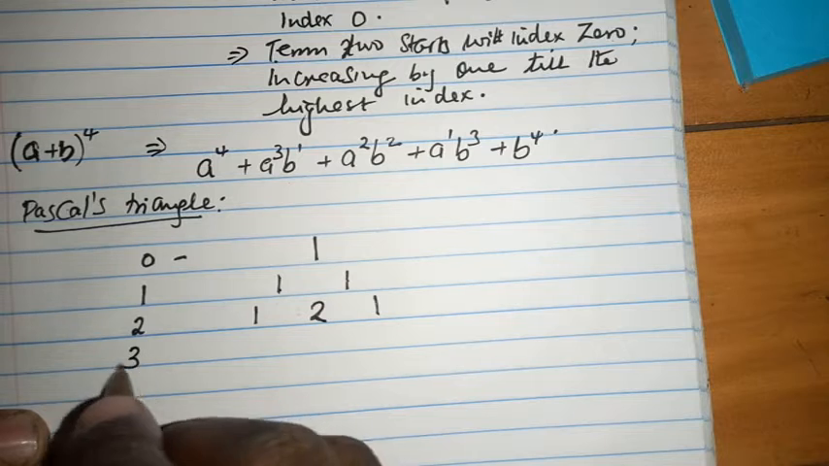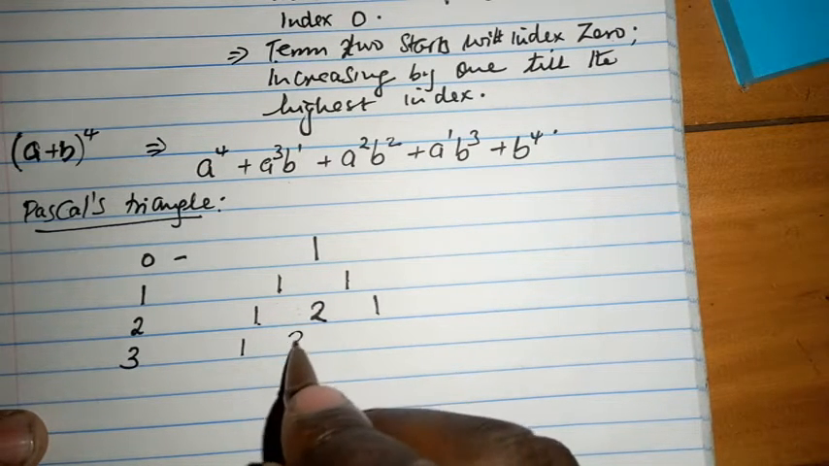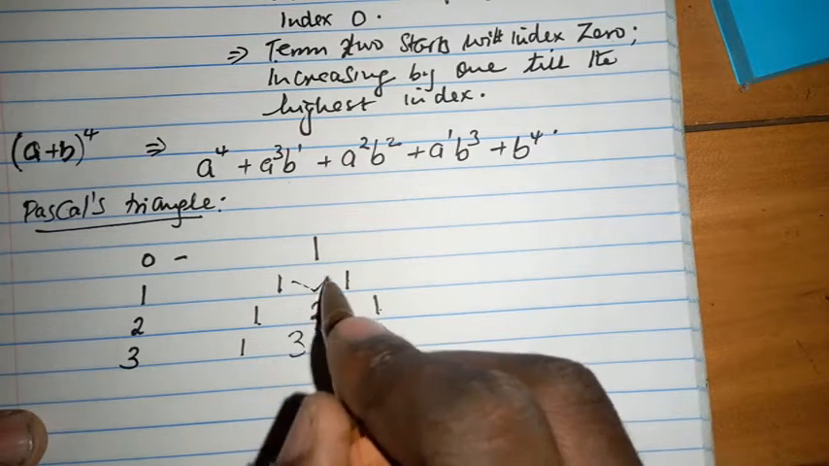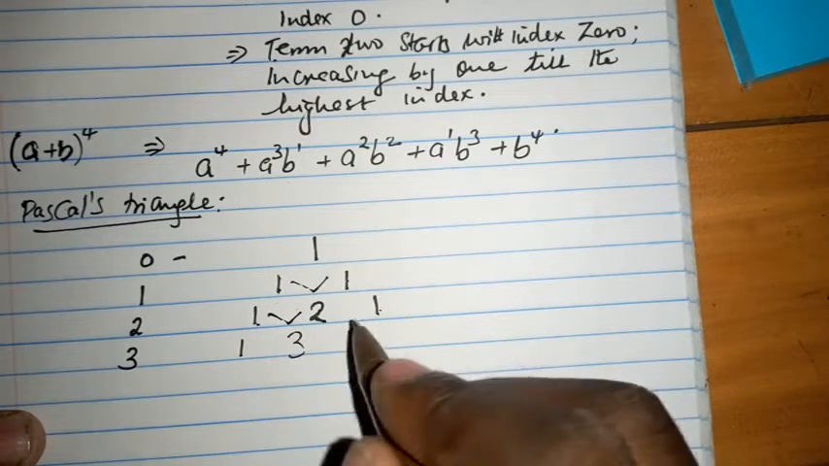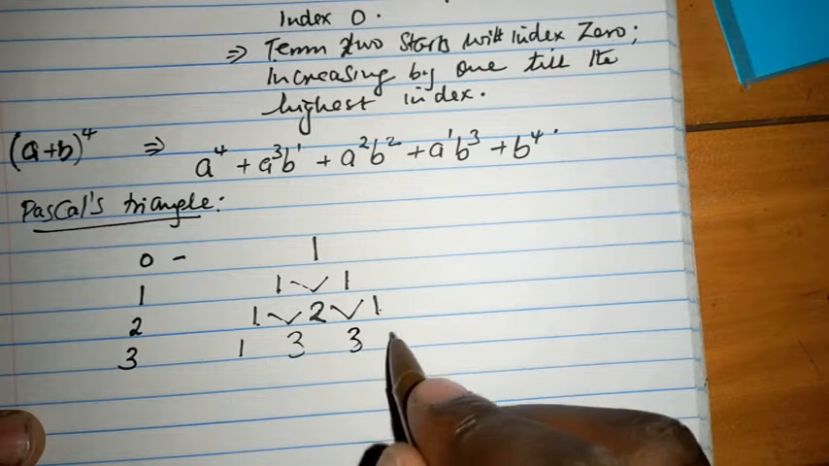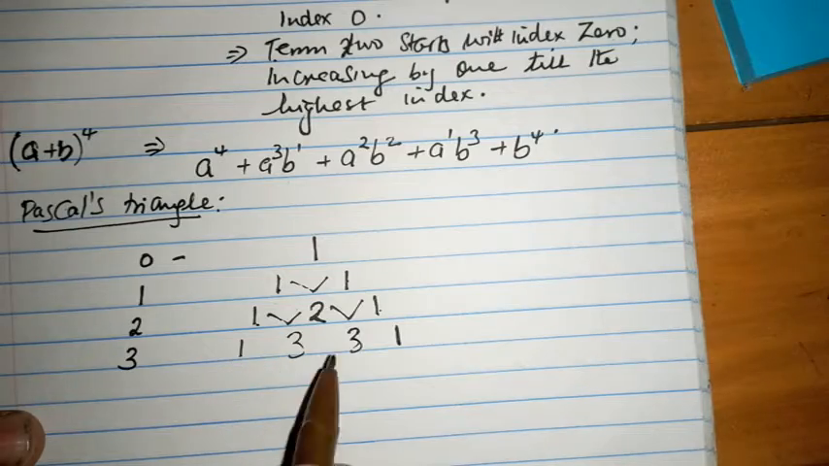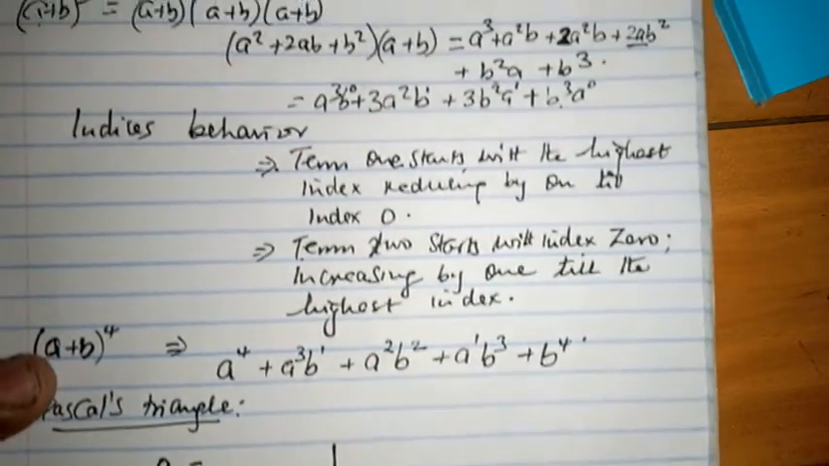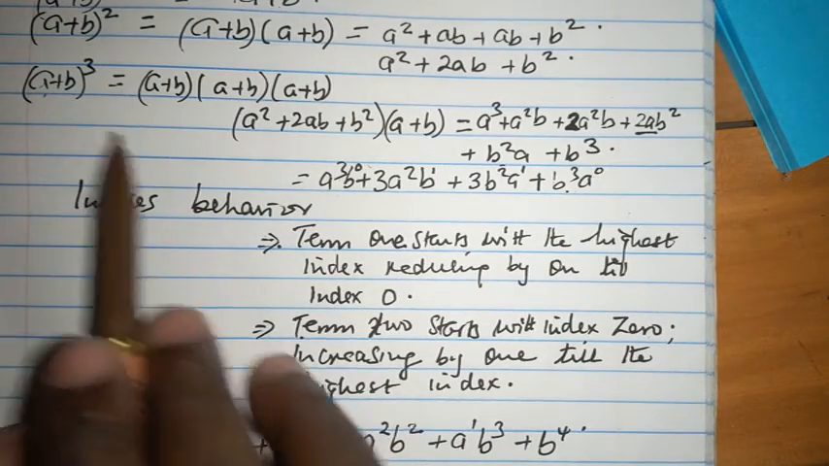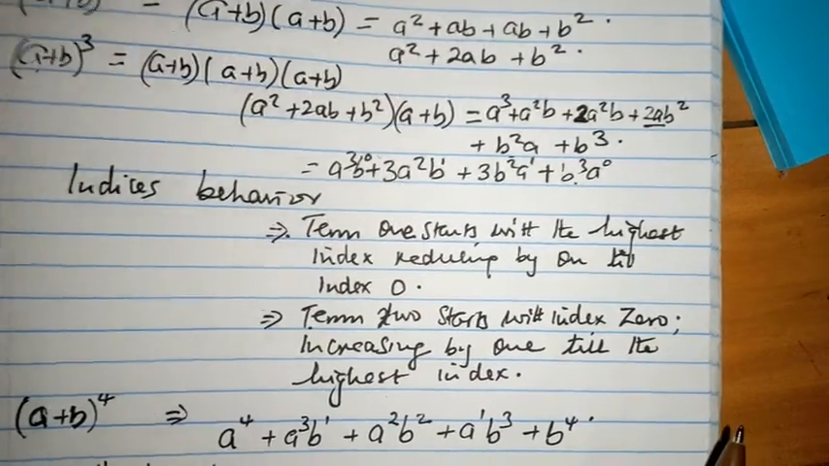What about power 3? We start with 1, we add 1 plus 2, 3, we add 2 plus 1, 3, we keep adding to give us the next, and of course we end with 1. And sure enough, the coefficients when we are using power 3 are 1, 3, 3, 1. So we can already confirm this here: power 3, this one, which is here, 1, 3, 3, 1. So, power 4.